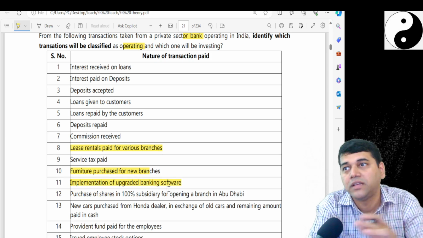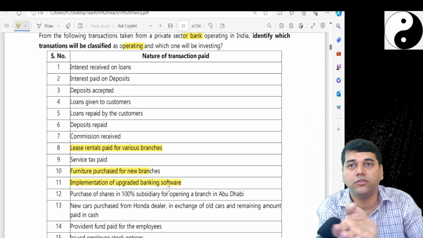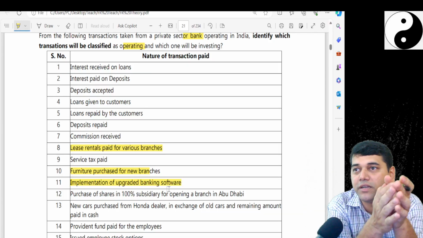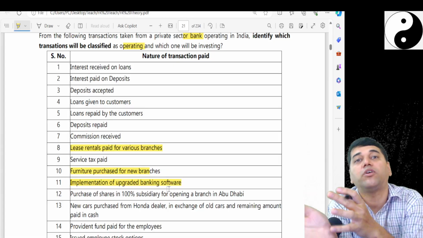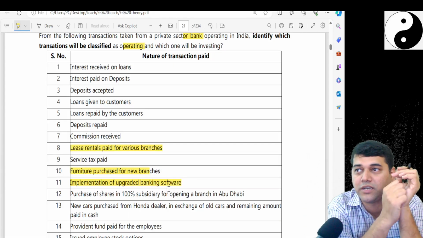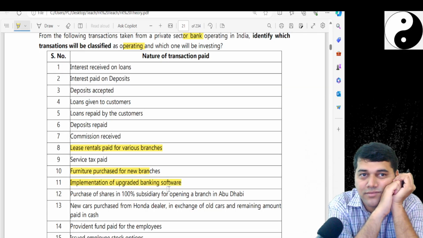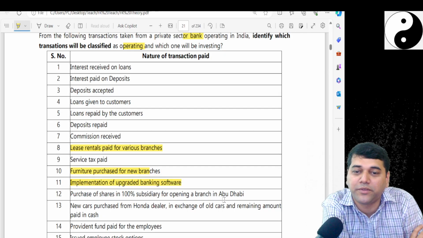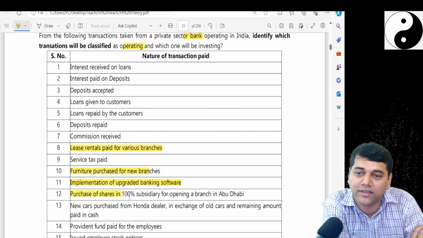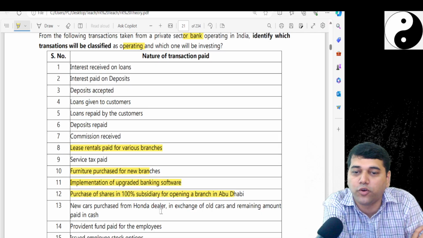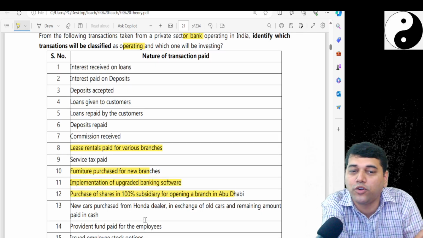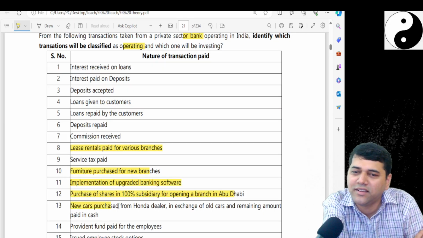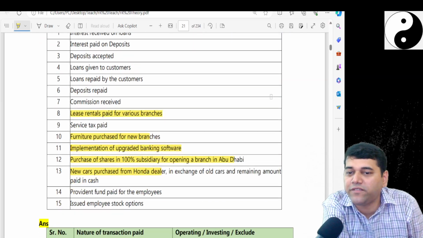Can never operate, just like without a building you don't have any place of sale. The building is used in operating activity, while investment in the building is separate. So the cash flows you get from using the building are your operational activity. Clear, no? Now, purchase of shares in a 100% subsidiary. New car purchased from the Honda dealer in exchange for the old car. Investment.